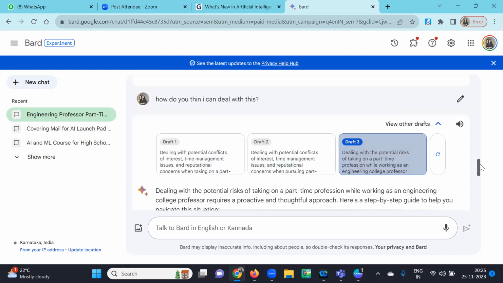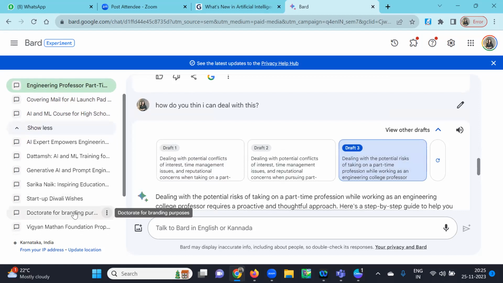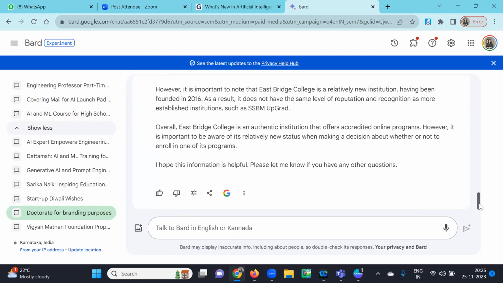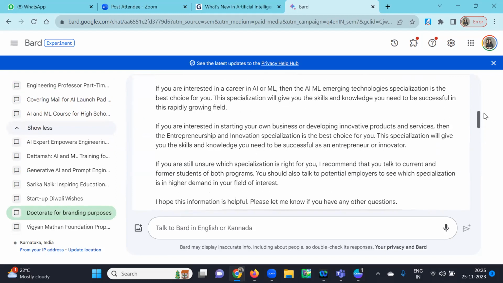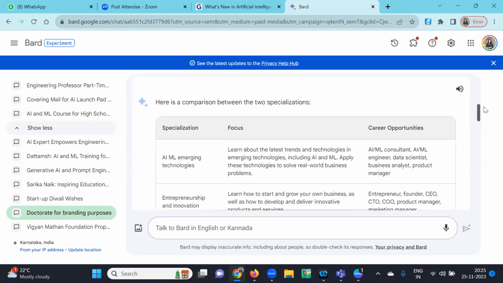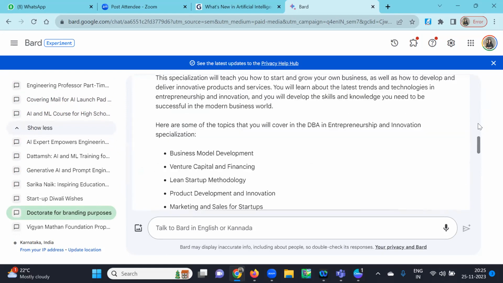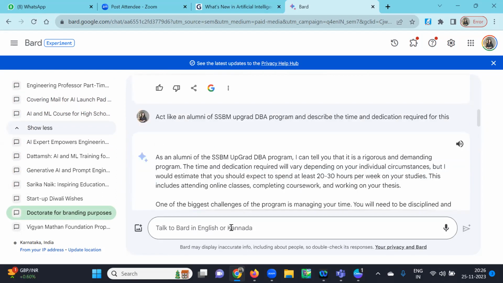So I was recently trying to explore a doctorate program. I wanted a comparative analysis of all the universities, their fees, and all that. So it gave me the complete fee structure and everything in a table. So this is called prompt engineering: writing the prompts here, act like, being very specific, consider this information.